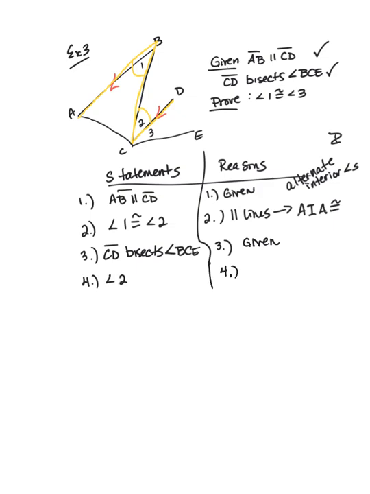Angle 2 is congruent to angle 3. That would be the conclusion from this given. And the reason would be that an angle bisector splits an angle into 2 congruent angles.